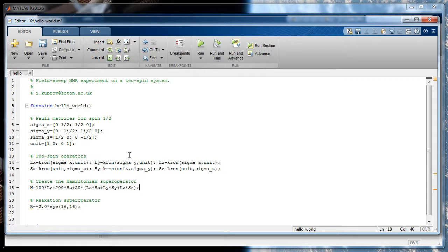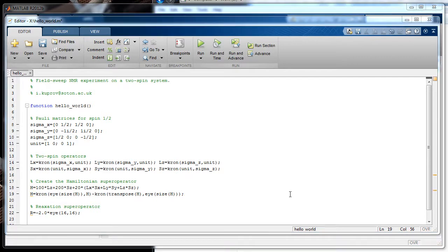And for that, what we need to do is to kron it up. So our H would be kron of the unit matrix of the same size as the Hamiltonian, I size h, times h, minus kron of transpose h and then I size h. I is a unit matrix in MATLAB. And that is the Hamiltonian commutation superoperator, and the reason why it's that way has been given in one of the previous lectures that we had.